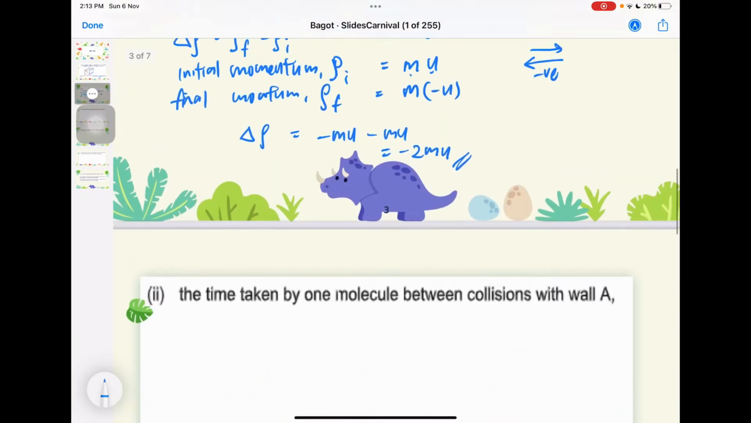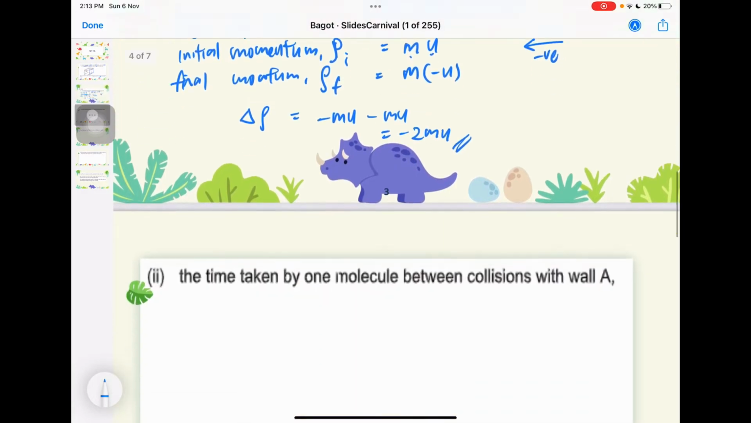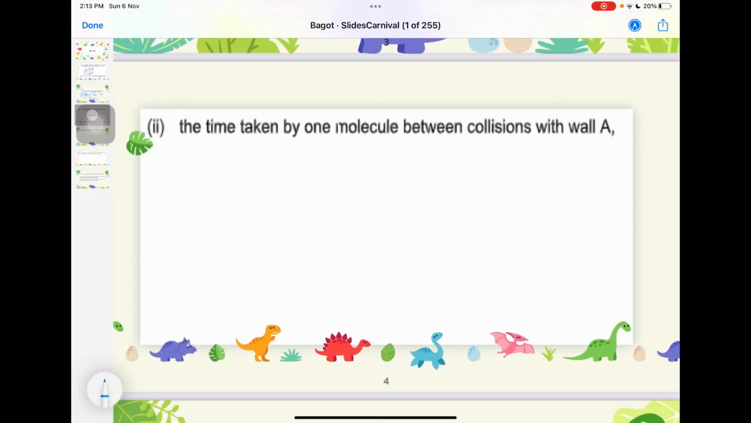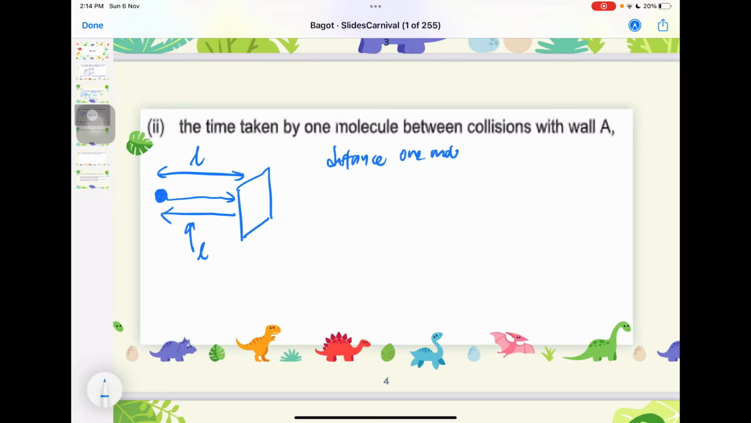Then the second one, the time taken by one molecule between collisions with wall A. Imagine there's one molecule, and this is the wall A. It travels here, and then it bounces off. Because in the question this distance is L, it now travels double the L distance, so the distance that one molecule travels will be 2L.